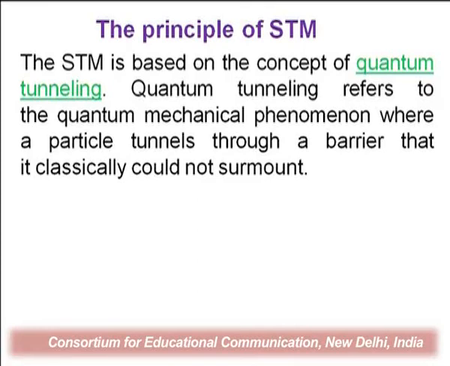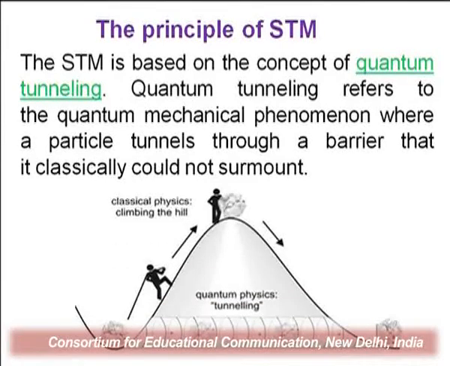Quantum tunneling refers to the quantum mechanical phenomenon where a particle tunnels through a barrier that it classically could not surmount. Classically, as in the diagram we are seeing, this tunnel cannot be crossed. As you are seeing, a stone is pulled by a man, and classically it will cover all the path, but in quantum physics, tunneling is possible. This stone can move through the tunnel.